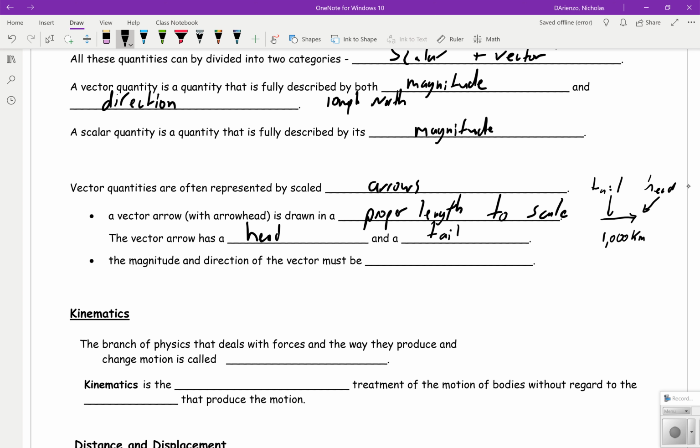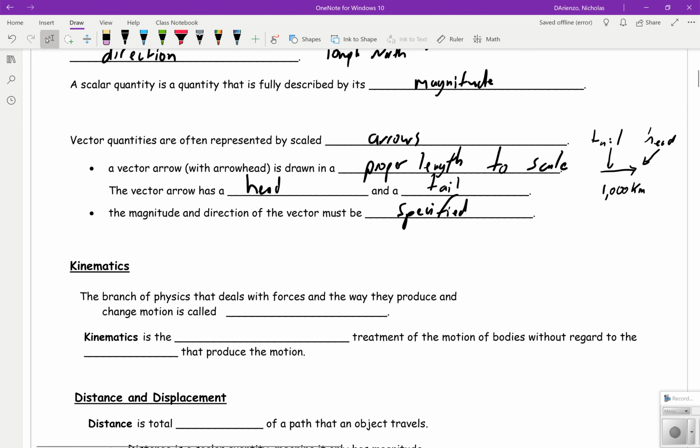Now the magnitude and direction of that vector must be specified. When we draw it to scale, the actual direction that the arrow is pointing in and the size of that arrow are directly related to the magnitude and direction of the vector quantity. So when we start doing scale drawings in lab, all of your lines, depending on what you're drawing, have to have a specific representation of magnitude and direction.